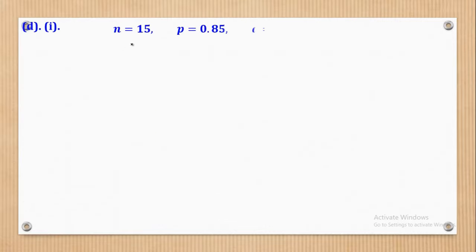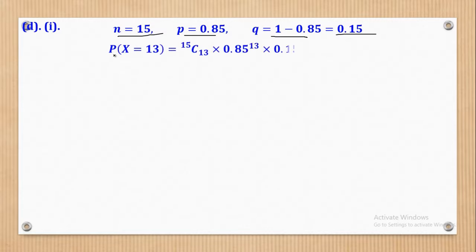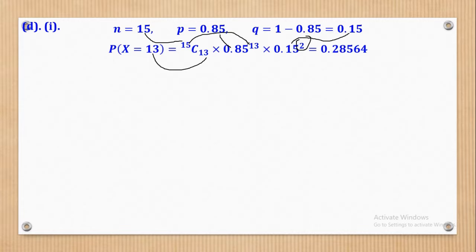So lastly, we shall go to part D. Part D, N is 15, P is 0.85, Q is 1 minus P, which is 0.15. Therefore, they wanted a probability of x equal to 13. That means that R is 13, N is 15, P is 0.85, Q is 0.15. Now this 2 is N minus R, therefore 15 minus 13 gives you 2. That is why there is 2 there. So in the end, we shall come up with 0.28564.